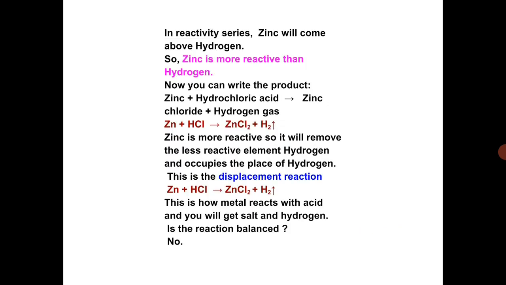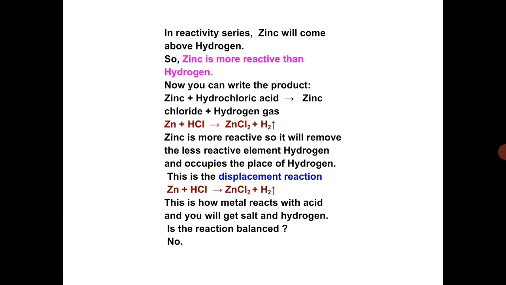In the reactivity series, zinc will come above hydrogen. So, zinc is more reactive than hydrogen. Now you can write the product. Zinc plus hydrochloric acid gives zinc chloride plus hydrogen gas. Zn plus HCl gives ZnCl2 plus H2.